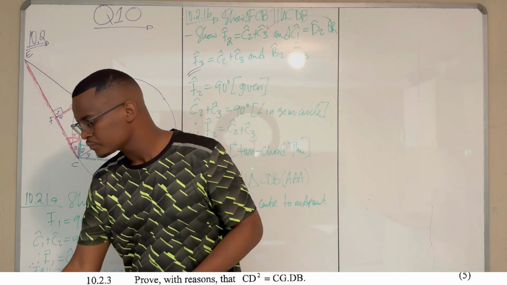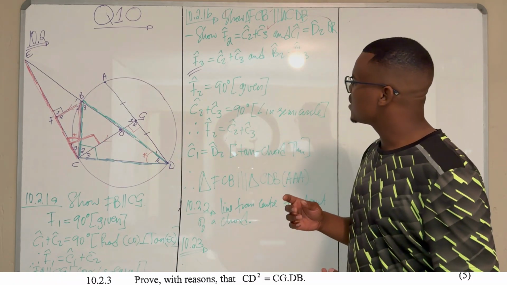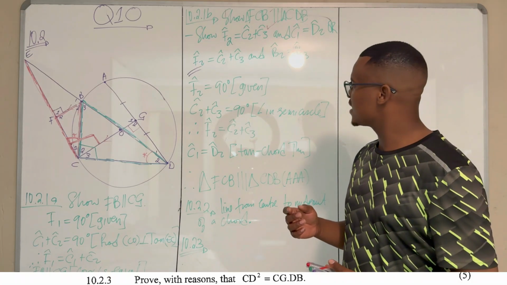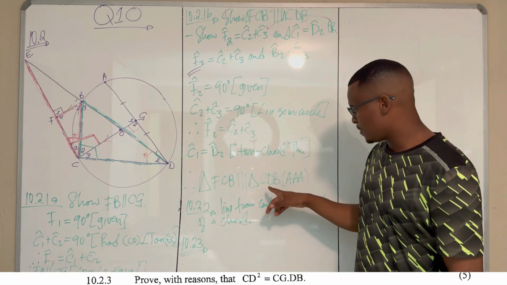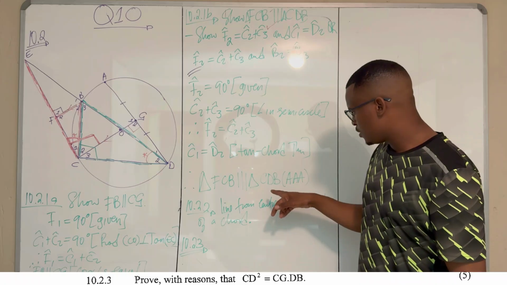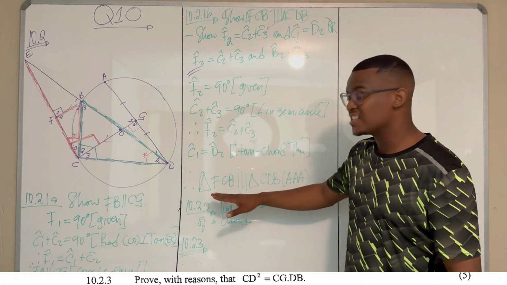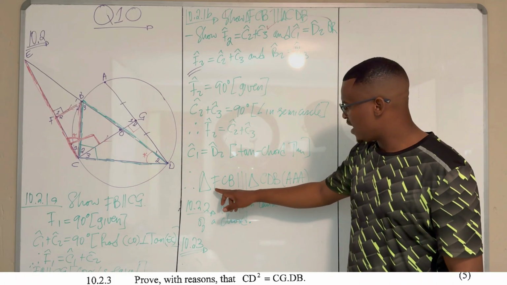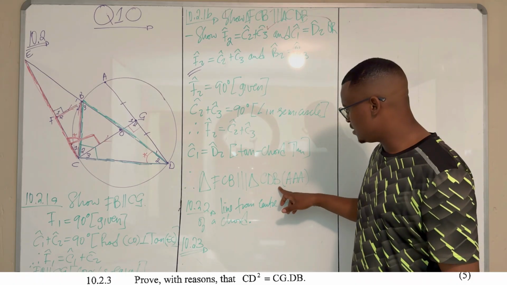No problem. So if you want something with a square, and you're working with similarity, look at this triangle here. Look at this triangle over here. These two similar triangles here: we have FCB and CDB.